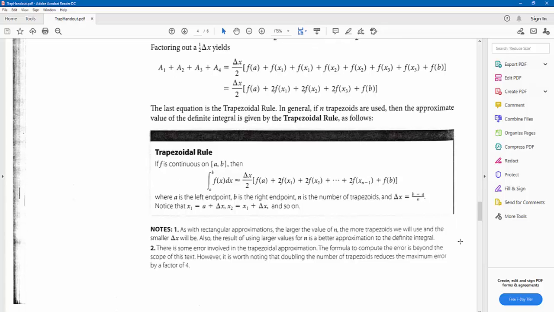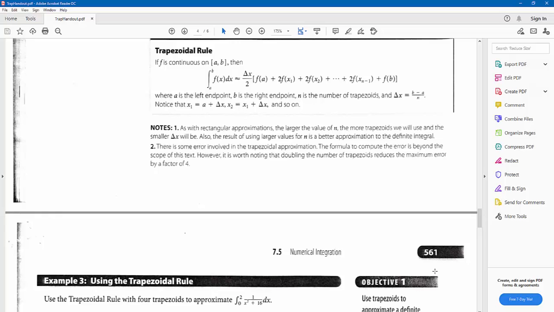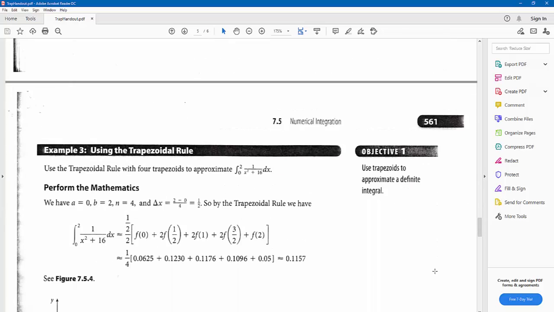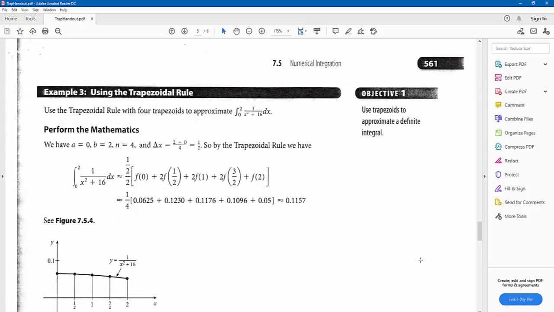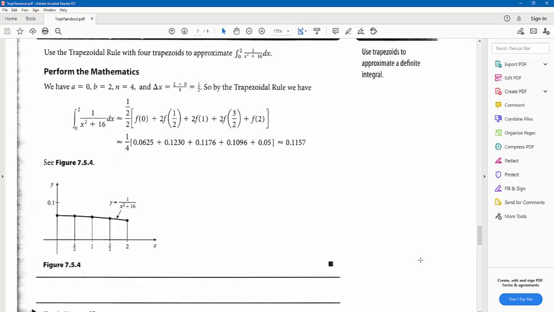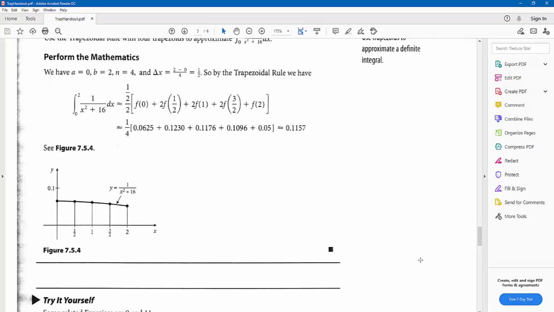To get a better approximation, we'll use more trapezoids. There is error involved in the trapezoidal approximation. The formula to compute the error, it's just worth noting that when we double the number of trapezoids, that reduces the maximum error by a factor of 4. It's a pretty good approximation. All right, you can read through example 3 on your own. It's using the trapezoidal rule, going through it by hand, but the structure of the trapezoidal rule is ideally suited for us to write a program.